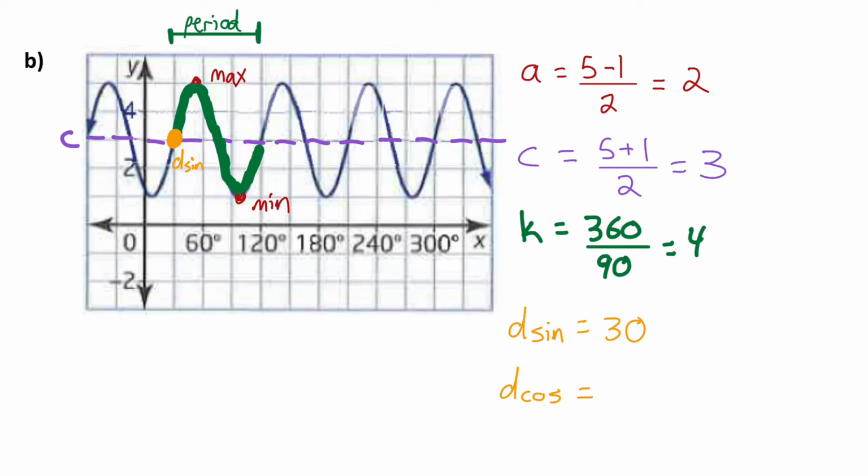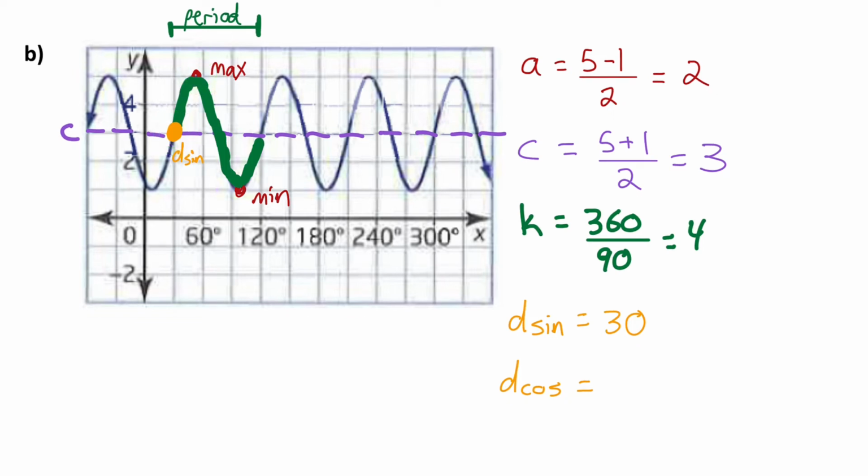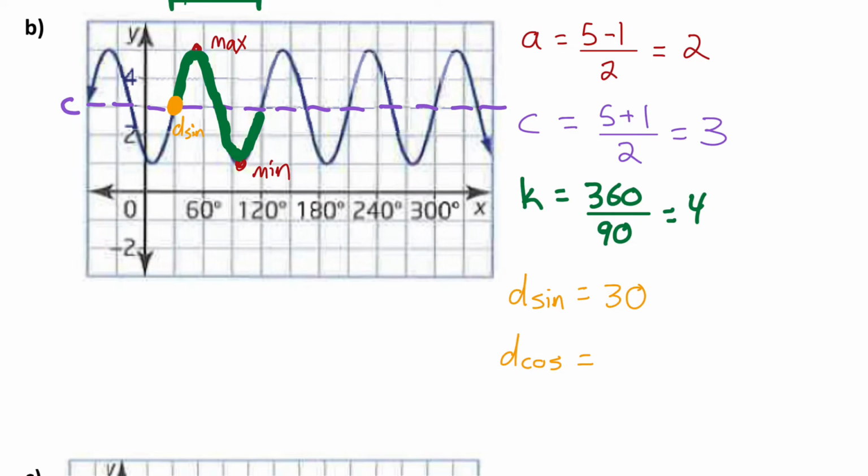Well, hopefully you remember the relationship between the x coordinate of a rising midline and the x coordinate of a max. They're always 90 over the absolute value of k apart from each other. So if I wanted the x coordinate of the max, I could take my d value for sine and add 90 over the absolute value of k.